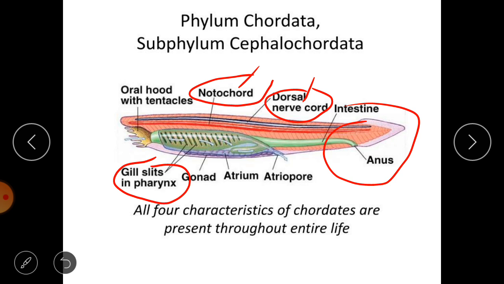This is the actual difference between cephalochordata and urochordata. In urochordata, you can see all the basic four characters of chordates, but only in the larval stage, and they disappear as they become adult. But in cephalochordata, all these basic four key characters are present even in the larval stage, or rather the juvenile stage, and even in the adult stage. So that's what actually makes a total difference between cephalochordates and urochordates.